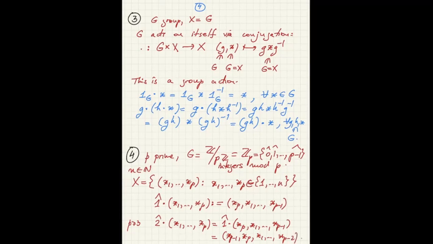Okay. So with these things in mind, one can prove that this is also a group action. And I'll leave the details to you. So I'll leave the details for this one.